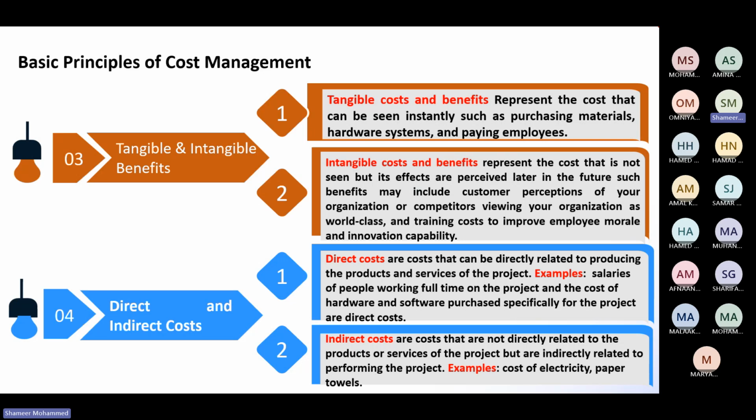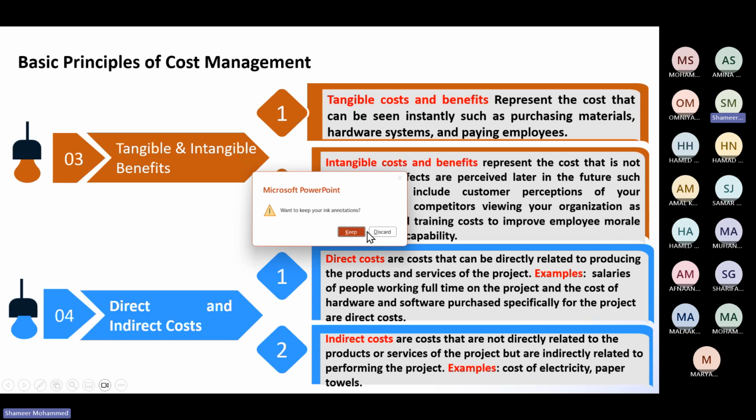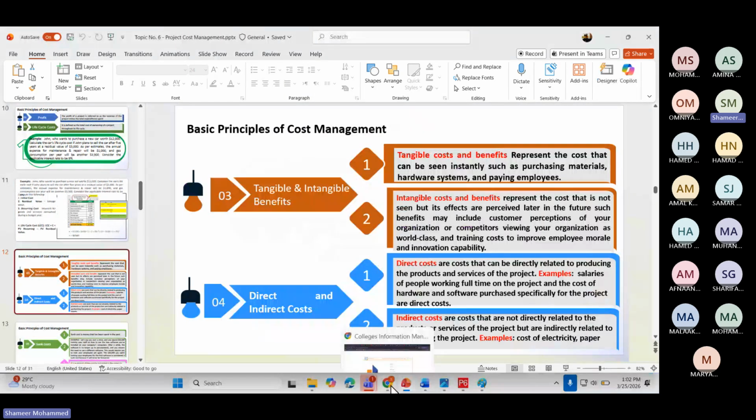Now, some more words you need to learn are tangible assets, intangible assets, tangible benefit, intangible benefit. Direct and indirect cost, you already know this one. So tangible means, in Arabic, what you say here, tangible asset.